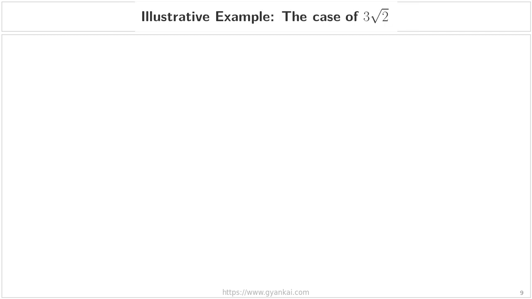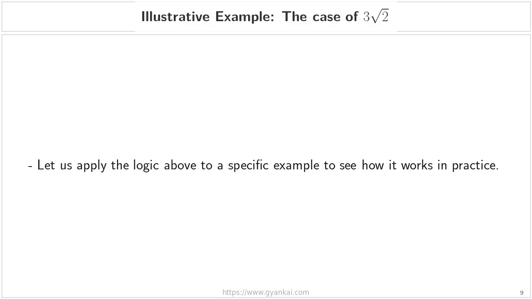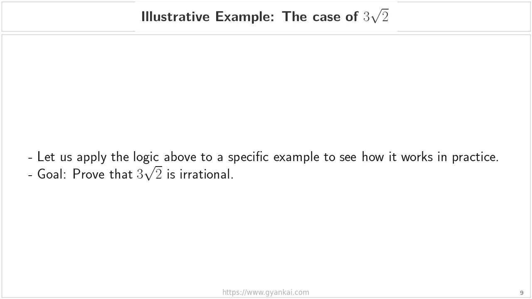Illustrative example, the case of 3√2. Now that we have established the theoretical framework and the logical steps for a proof by contradiction, let's move from the abstract to the concrete. To see how this logic functions in a real-world mathematical scenario, let's apply everything we've just discussed to a specific, illustrative example. Our goal here is to formally prove that the number 3 times the square root of 2 is irrational.